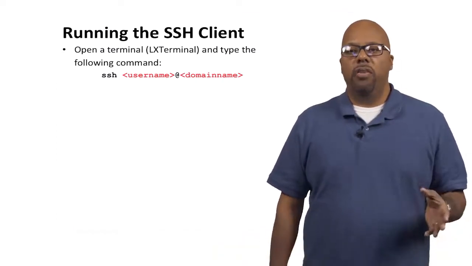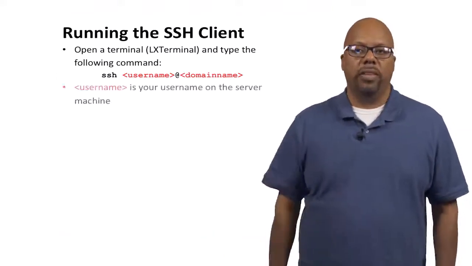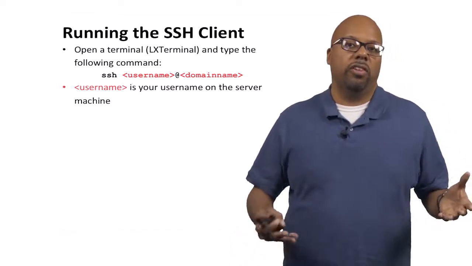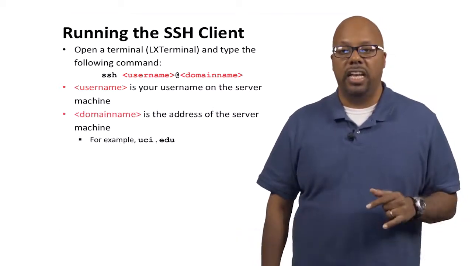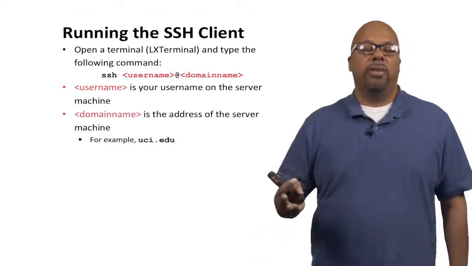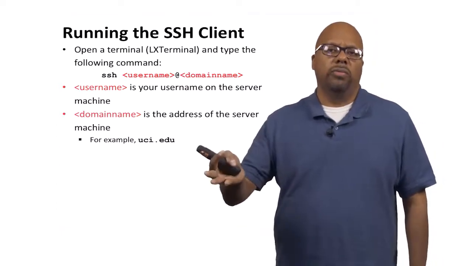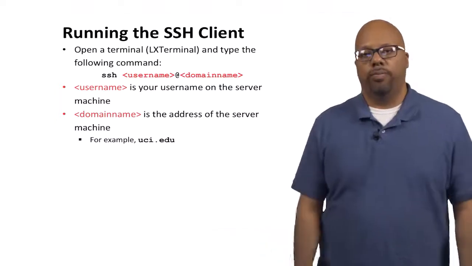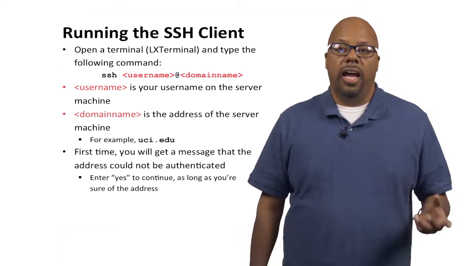So you type in the following command, SSH, which is the name of the program, then you give a username and then an @ and then a domain name. The username is your username on the server machine. Whatever your username is on the server, you put that there. That's to the left of the @. To the right of the @ you give the domain name. That's the mnemonic, the address for whatever the server machine's name is. So for instance, that might be uci.edu. That's what I want to connect to.